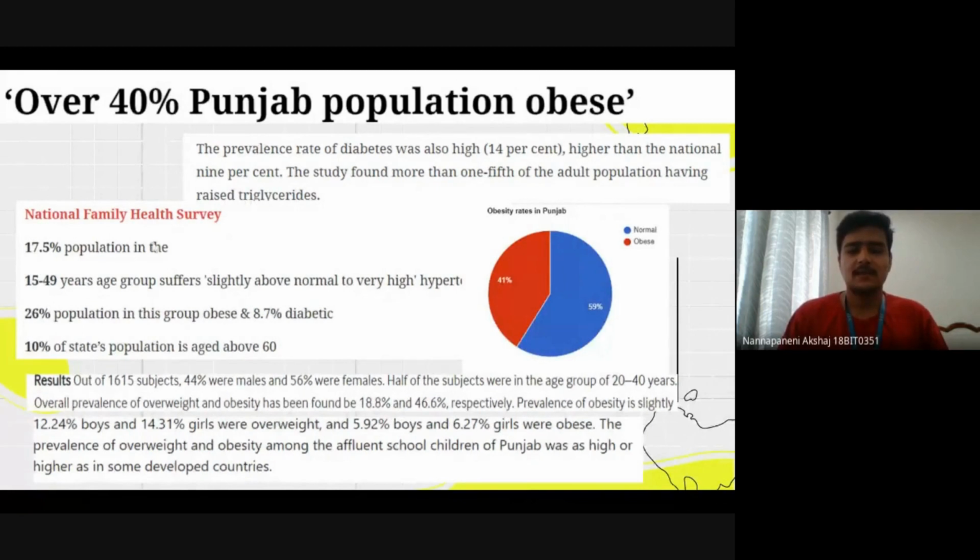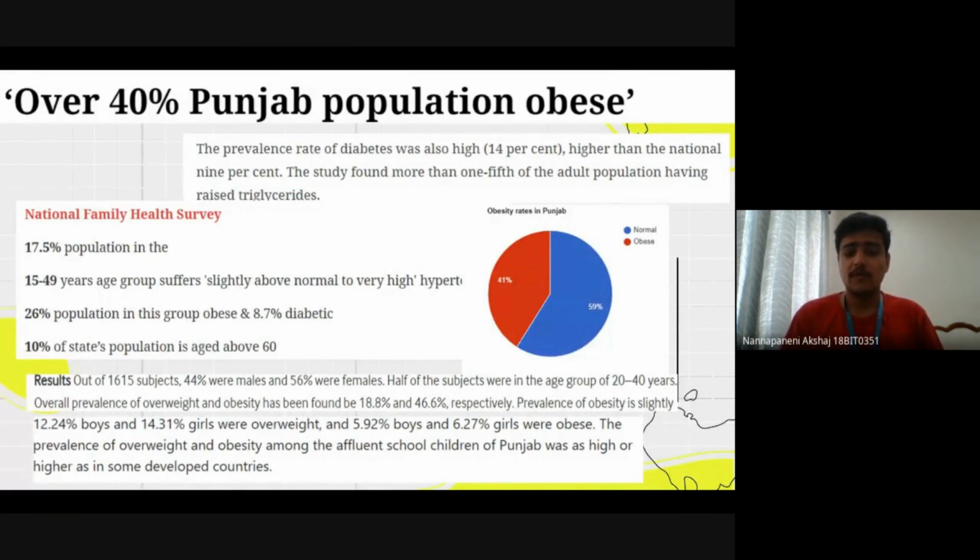Punjab has been seen as one of the most obese states in India, and it has the highest obese percentage, that is 40%. The diabetic percentage of Punjab is 14%, which is 5 percentage points higher than the national diabetic percentage, which is 9%. And according to a survey conducted, 12.24 percentage of boys and 14.31 percentage of girls were overweight. 5.92 percentage of boys and 6.27 percentage of girls were obese.